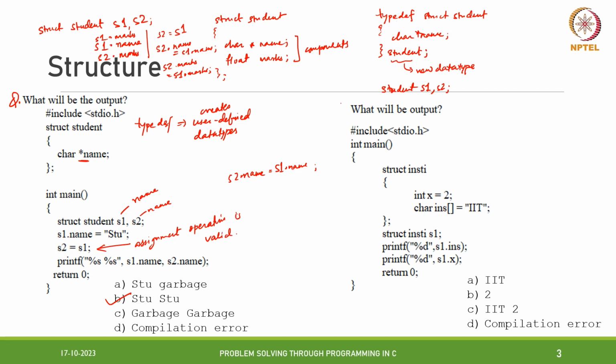Okay, let's look at the next question. So here we have a structure which has been defined inside the main function. So this is also valid. There is no issue with defining a structure inside the main function or inside any of the functions. So the scope of this structure will be only inside main. That is what is important. Like we were talking about the scope of variables a couple of weeks back, similarly the scope of this particular structure is limited to the main function.